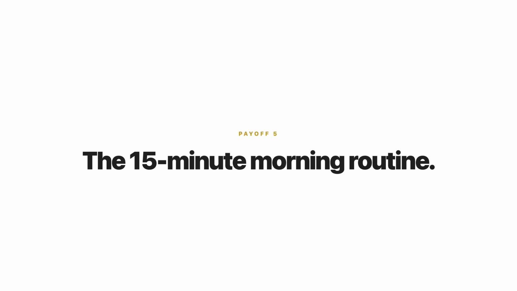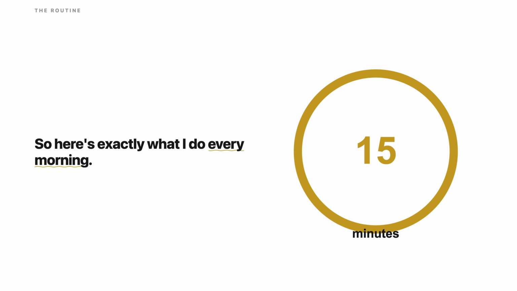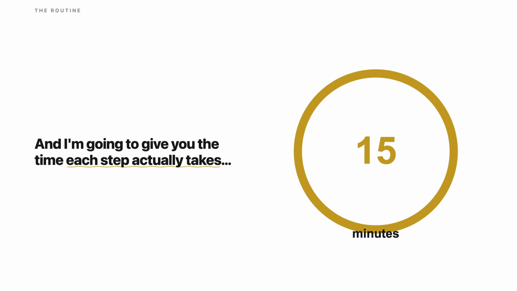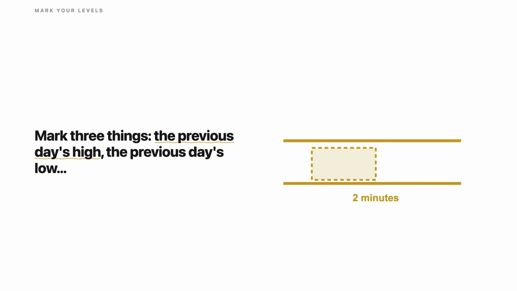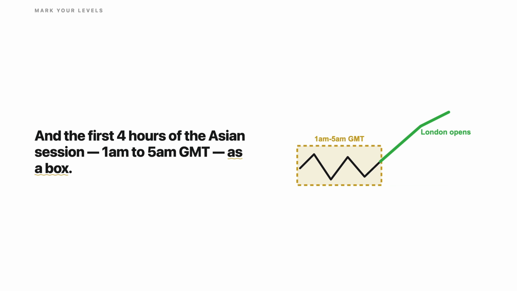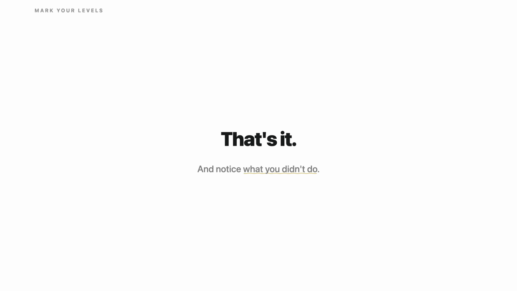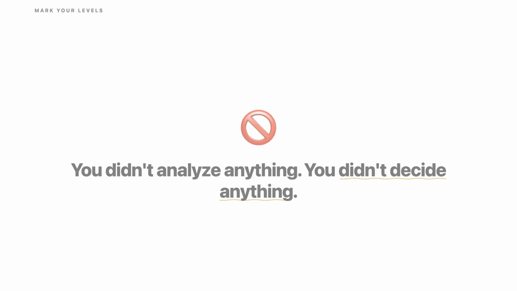Now, the routine. So here's exactly what I do every single morning. I'm going to give you the exact time each step actually takes, so you can see for yourself where the 15 minutes goes. Open your 15-minute chart and mark the 3 things: the previous day high, the previous day low, and the first 4 hours of the Asian session, from 1 a.m. to 5 a.m. GMT, as the box. That's it. And notice what you didn't do.